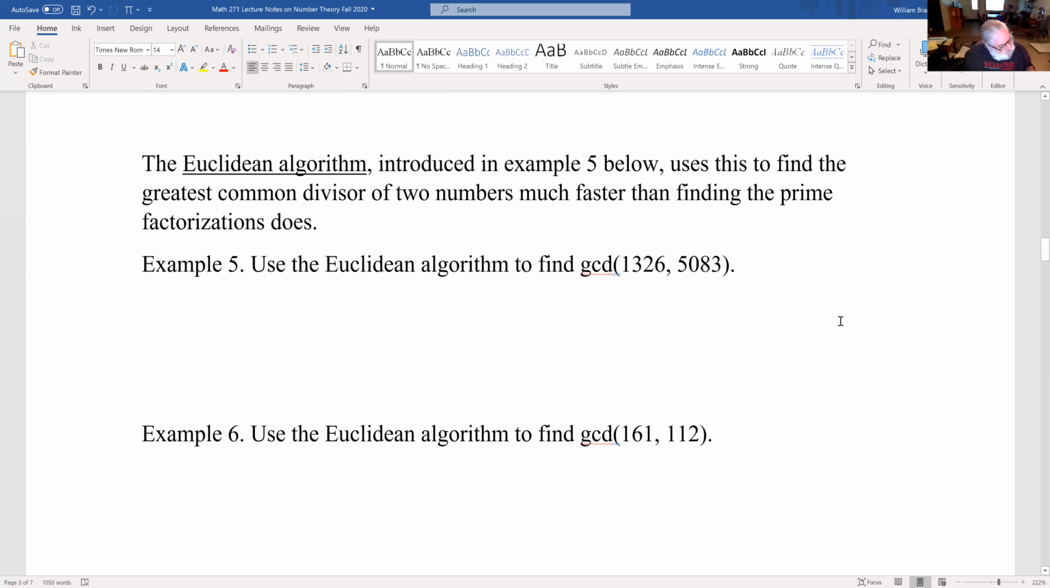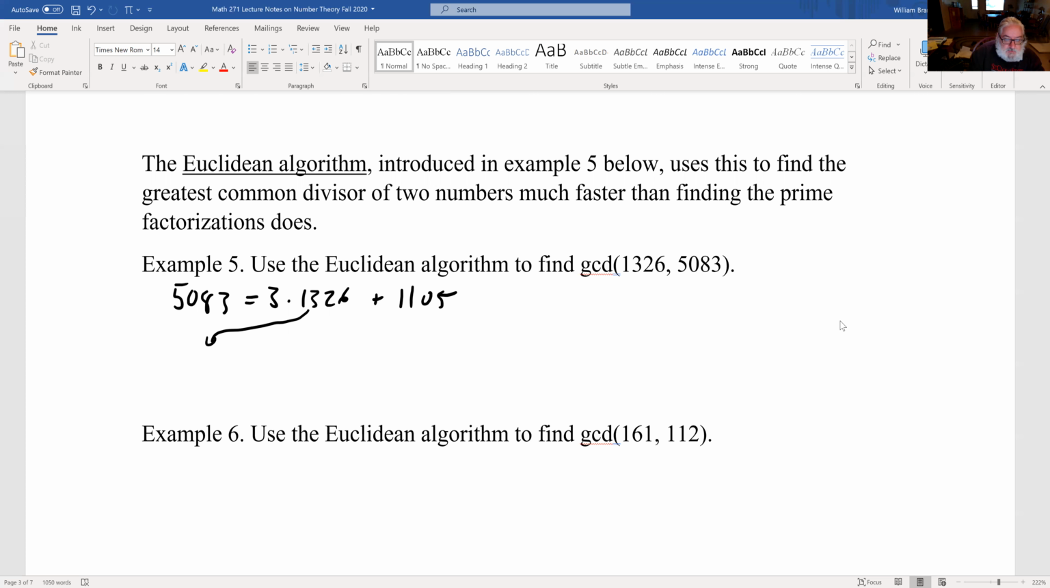And if you're in class, last week you saw this. So, Euclidean algorithm to find this. We can divide 5083 by 1326, and we get 3 times 1326 plus 1105, right? And this is my remainder. It has to be between 0 and 1326. Great. What's the next step we do?